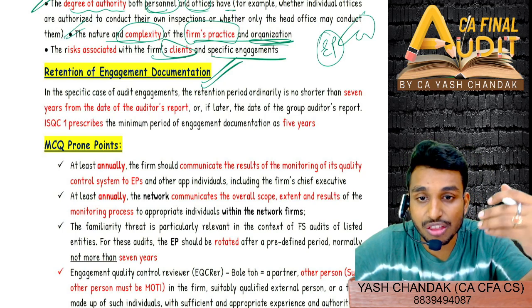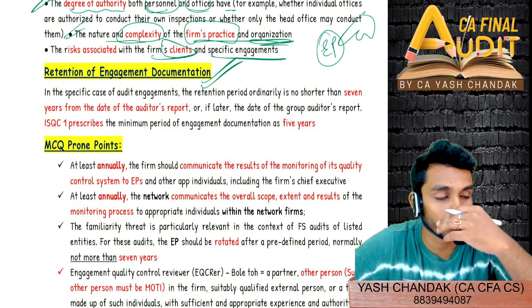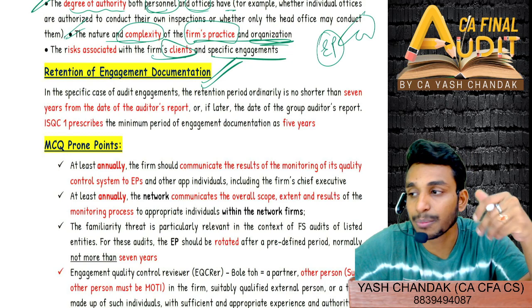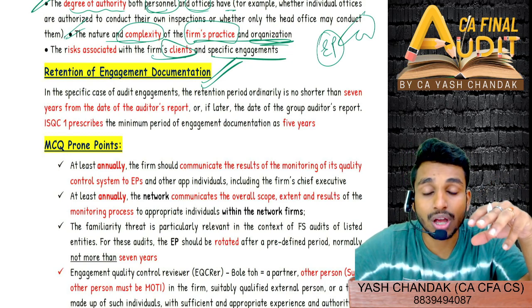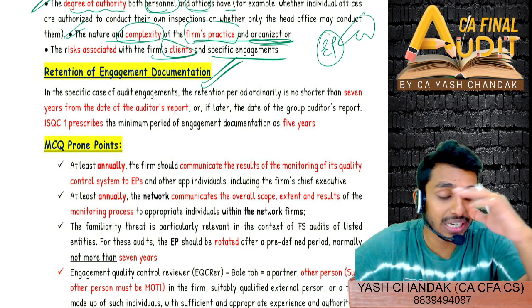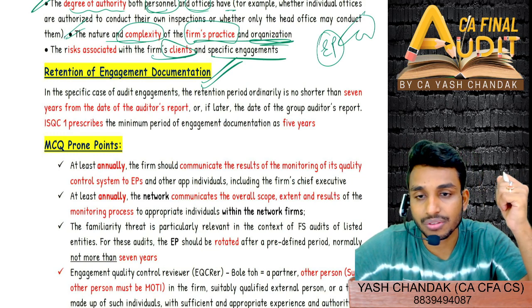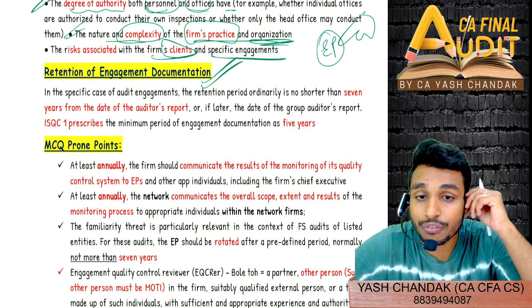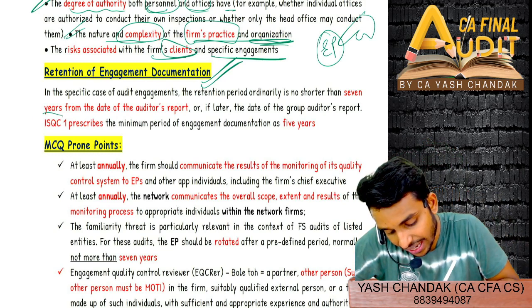And more precisely, if there is a consolidation audit also, that is, an audit of the consolidated financial statement is also being done, then from the date of the group auditor's report we have to see 7 years. If at all there is also an audit of group financial statement or consolidated financial statement. Clear? However, there is one more, ISQC1.